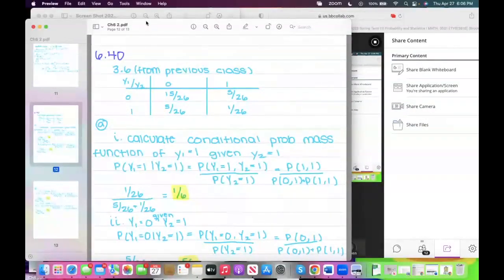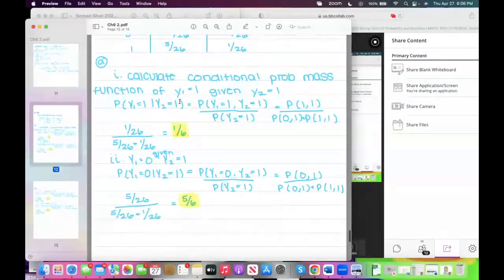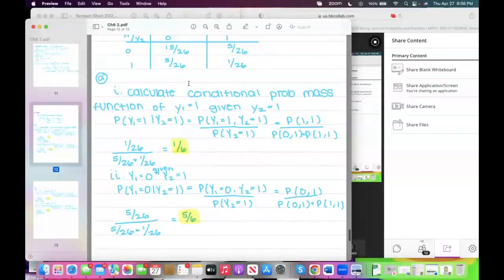So that means y1 could equal 1 or 0, so I split it up into two parts. First, if y1 is 1, given that y2 is 1, I made the probability formula, and then I made it into probability of (1,1) over (0,1) or (1,1), since those are the choices. And then I took from the chart. So it was 1 over 26 divided by 5 over 26 plus the 1 over 26.